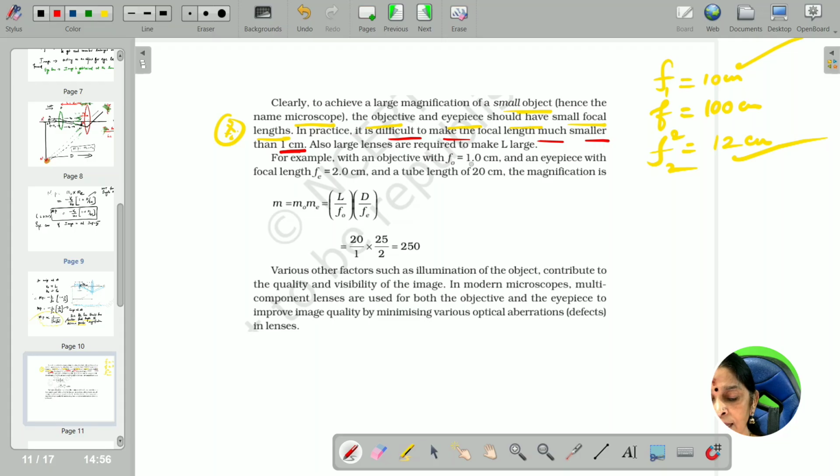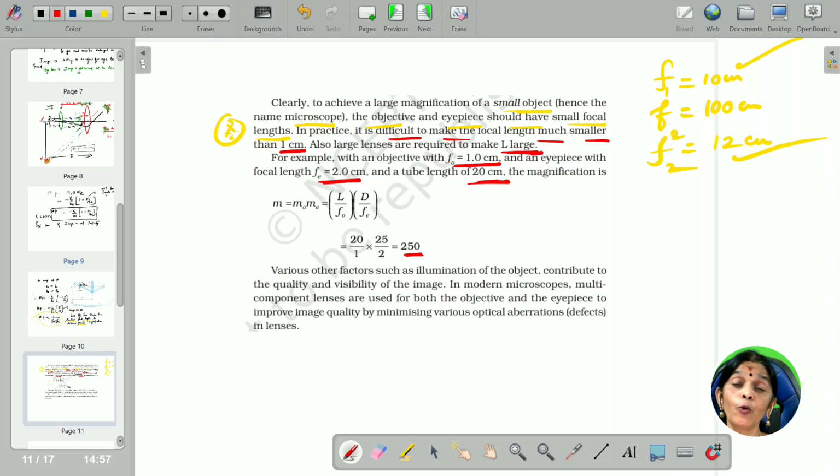Also, large lenses are required to make L large. If you are going to use a large focal length, the L will typically be large. It will be very huge. It will occupy the space, the distance between the two lenses. So, for example, with an objective lens of focal length 1 centimeter, an eyepiece of focal length 2 centimeter, and a tube length of 20 centimeter, the magnification is 250. You get it like that.